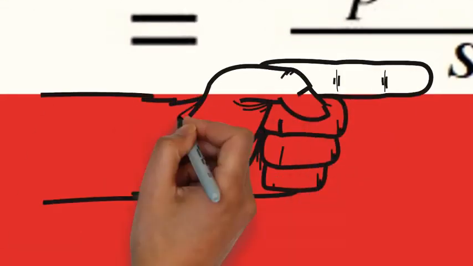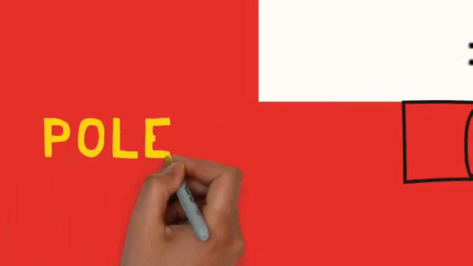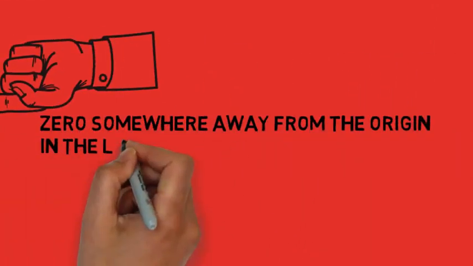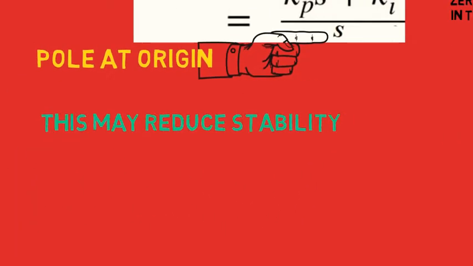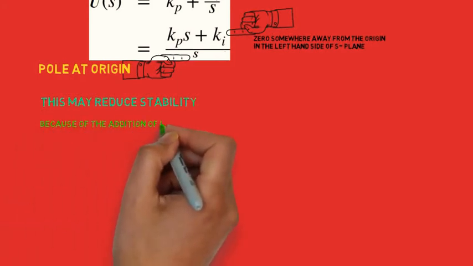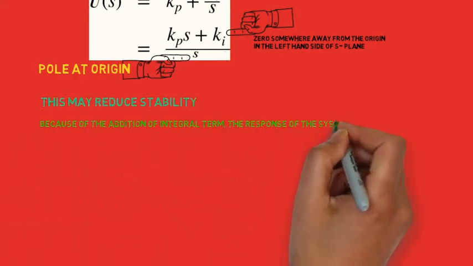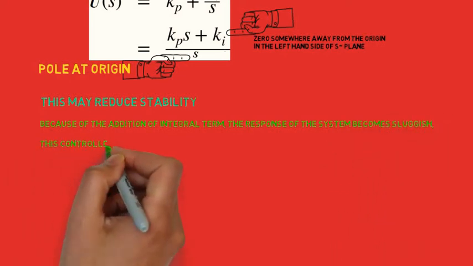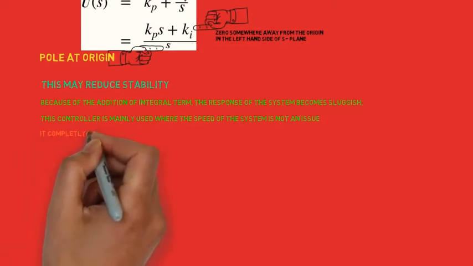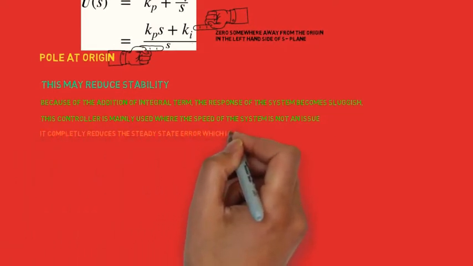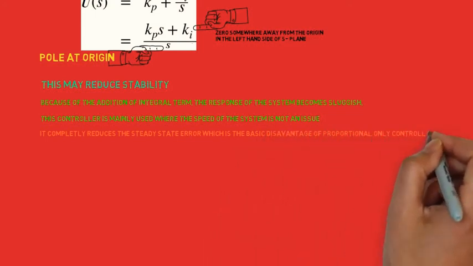As you can see, there is a pole at the origin and a zero somewhere away from the origin, but on the left hand side of the s-plane. Because of this pole at the origin, there is a serious effect on the stability. The stability will be reduced. Also, because of the integral term, the response of the system will become sluggish, and hence this PI controller can be used where the speed of response is not a big issue.